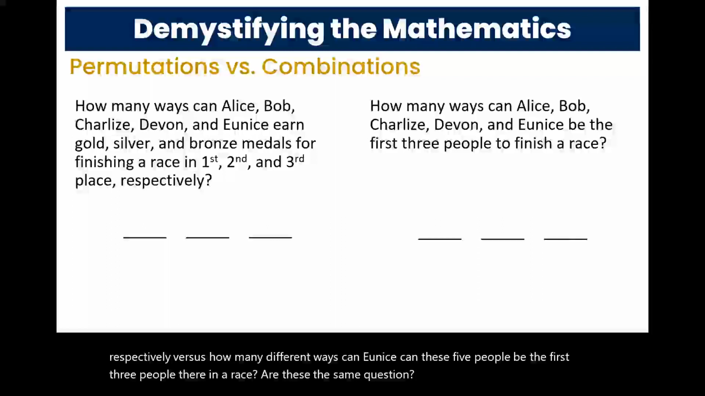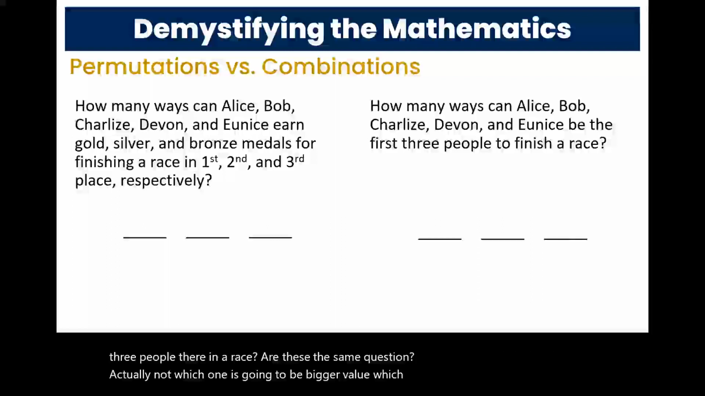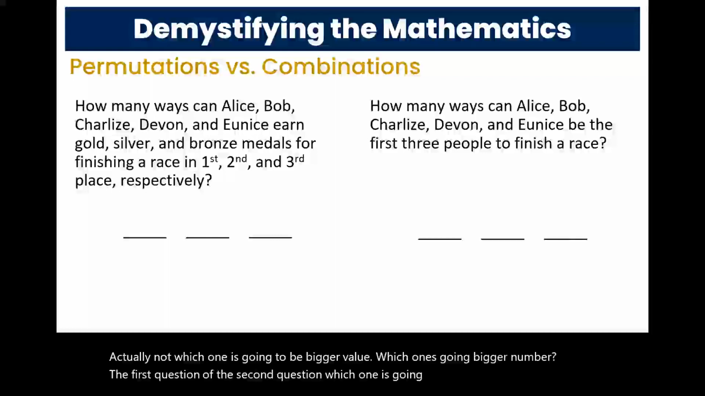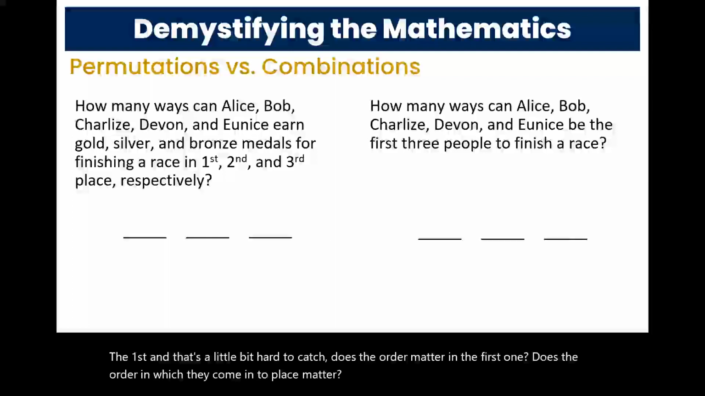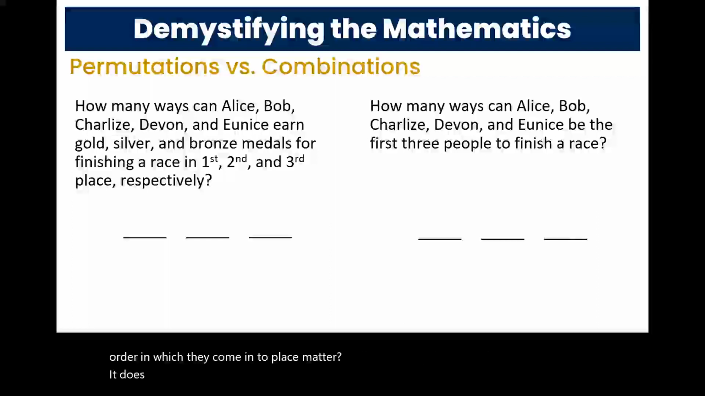They're actually not. Which one's going to be a bigger value? Which one's going to be a bigger number? The first question or the second question? Which one's going to be bigger? Actually the first, and that's a little bit hard to catch. Does the order matter in the first one? Does the order in which they come into place matter? It does, because first is distinctly different than second is distinctly different than third. So the order matters here for this one.